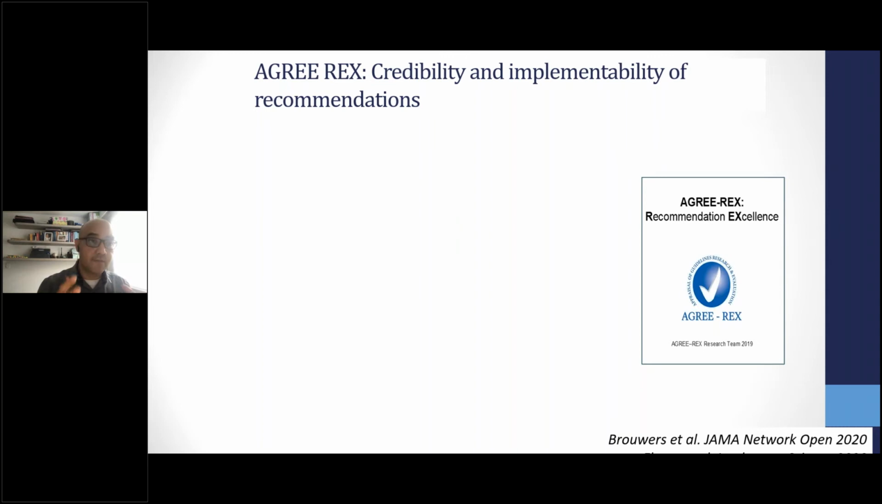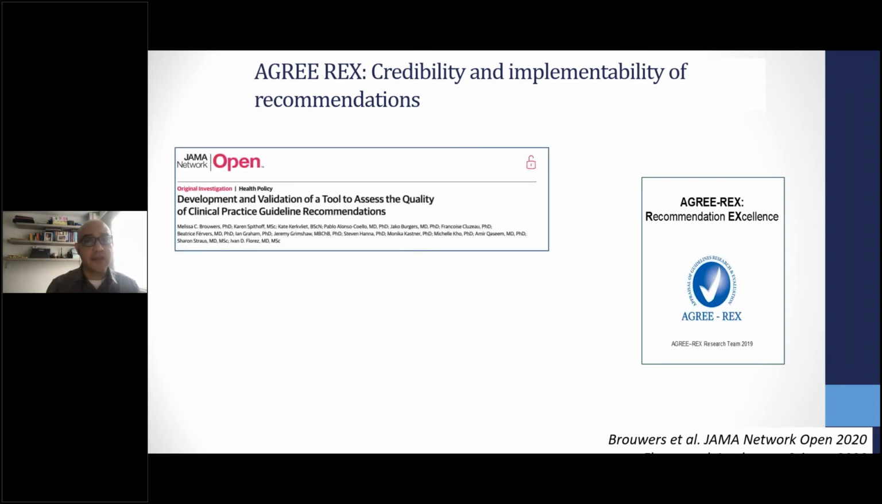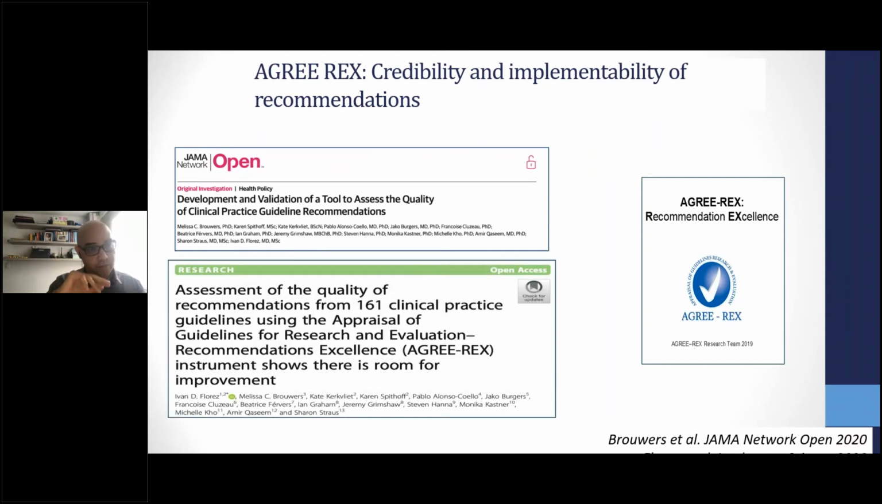So this is a tool that was created after a systematic review of the implementability concept, when we asked experts what tool was needed, and they told us, yes, we need a tool that covers this specific credibility and implementability concept, and we did this validity process. Next, please. This is the AGREE-REX, which means Recommendation EXcellence, credibility and implementability of recommendations. Next, please. And we published these 2 papers last year.